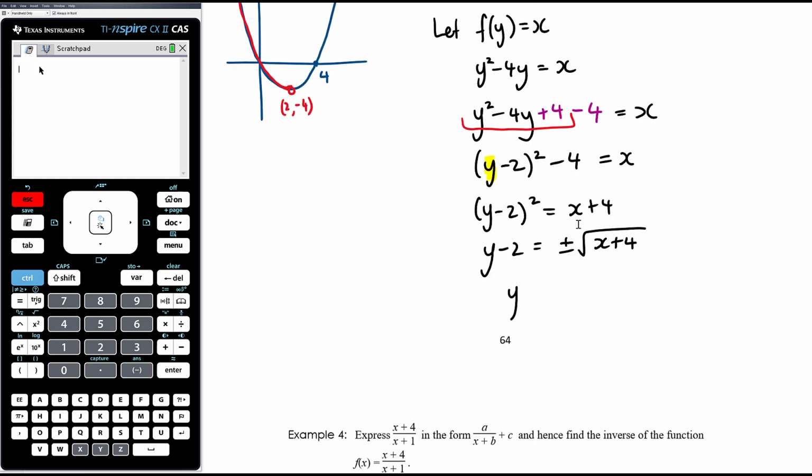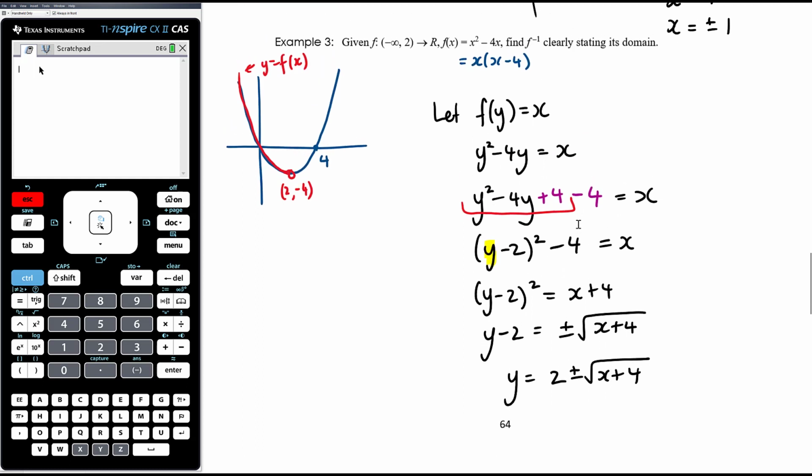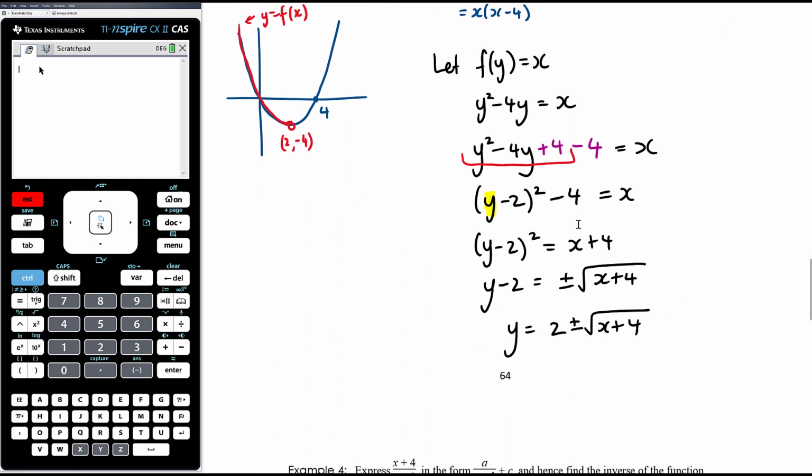And then y is going to be 2 plus or minus the square root of x plus 4. Now, with the plus and minus, that's not a function, okay? But as part of the rearrangement in solving this equation to make y the subject, we must consider both the positive and negative. Now you want to think about your original function and what you know about the inverse to decide which of the square roots you need for this particular function, okay?